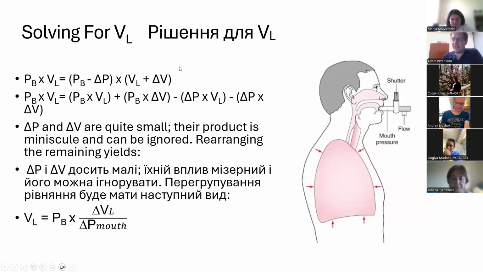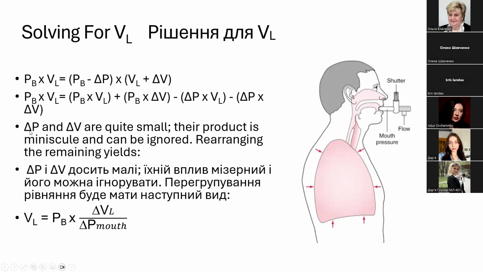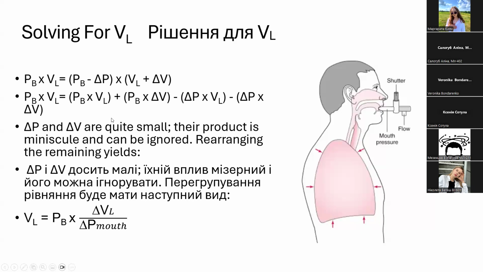So if I just multiply this equation out, so PB times the volume of the lung, this times this, this times this, this times this, I get this right here, where the initial pressure times volume is equal to this initial plus this change minus this change minus this change. Now, one of the approximations made is that because the patient is panting at very, very small breaths, the change in pressure and the change in volume, these numbers are very small compared to the barometric pressure and the lung volume.